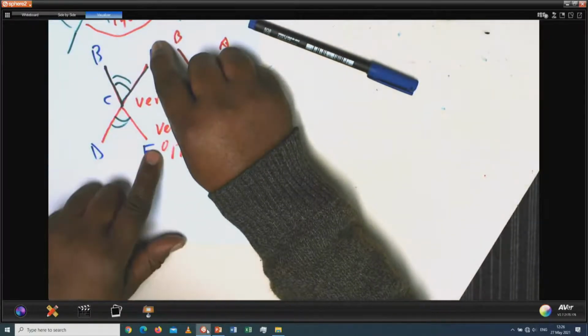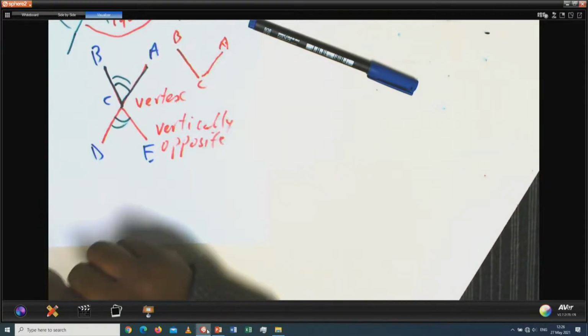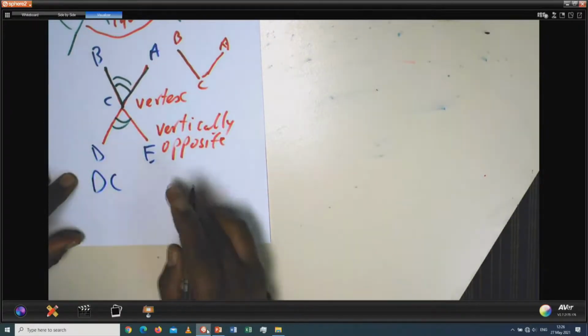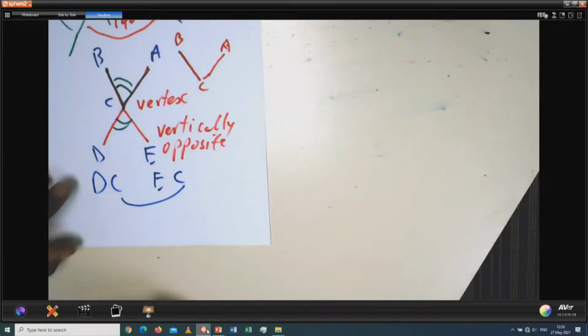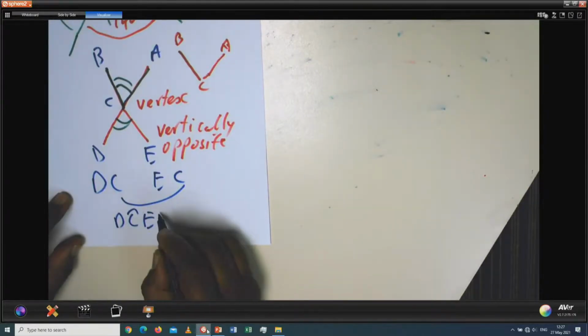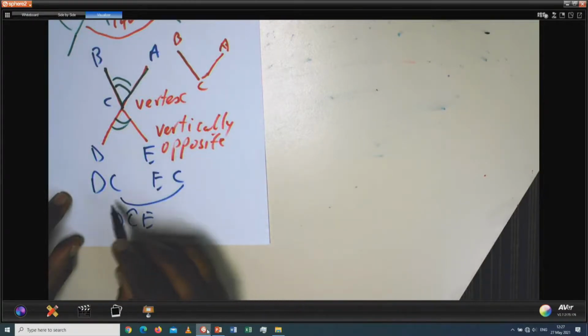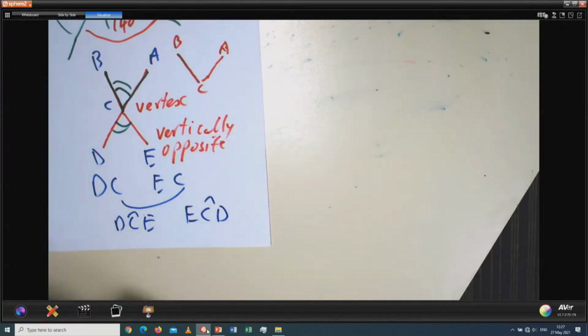AC and EC. What is common? C. Therefore, what arms? Side DC and side EC. What is common is your C, therefore it is angle DCE. Or you go the other way around, what is common? C, ECD, angle ECD. Naming of angles is quite crucial and it's important to know.